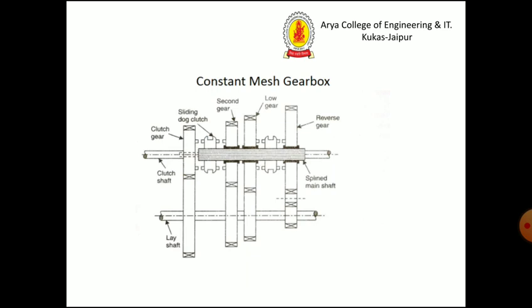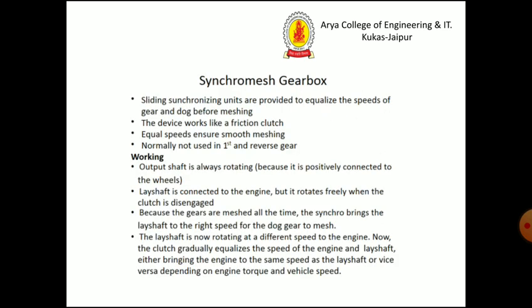So this is a constant mesh gearbox and it is easy to operate. Next is the sliding synchro mesh gearbox. Sliding synchronizing units are provided to equalize the speed of the gear and dog before meshing. The device works like a friction clutch, which ensures equal speed for smooth meshing, and is normally not used in first and reverse gear. And its working is just like that.